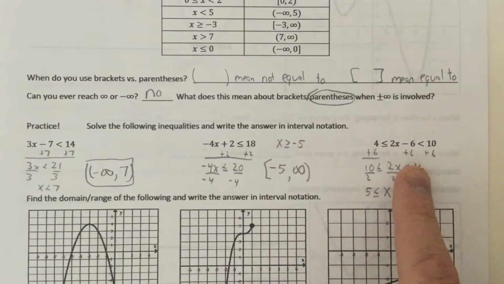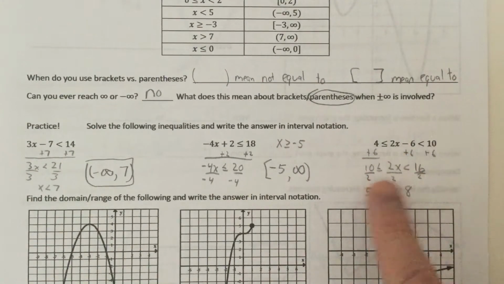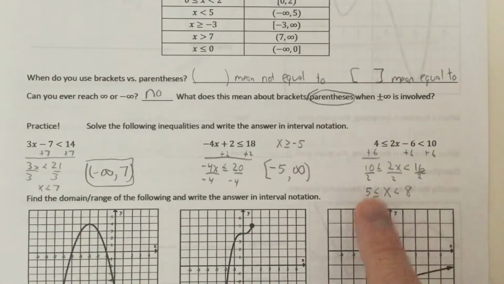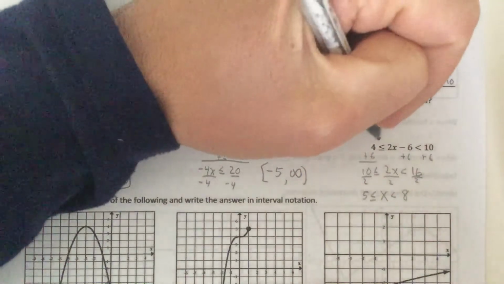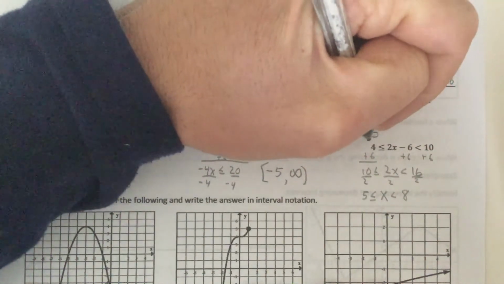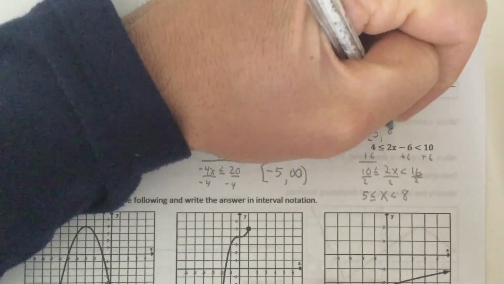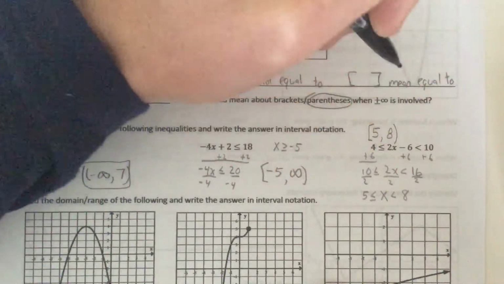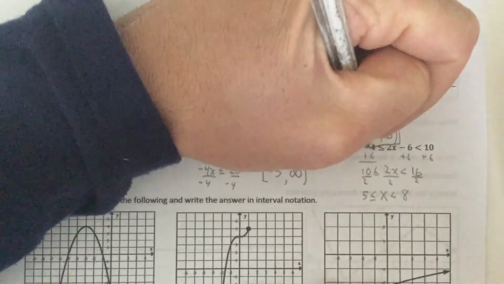For the third one, I added 6 to all sides and then divided 2 to all sides. So it's saying that x is in between 5 and 8, including 5. And I'll do that up here. So 5 is the smallest. It is equal to, so I'd have the bracket. And then 8 is my largest. It's not equal to, so it would look like that.